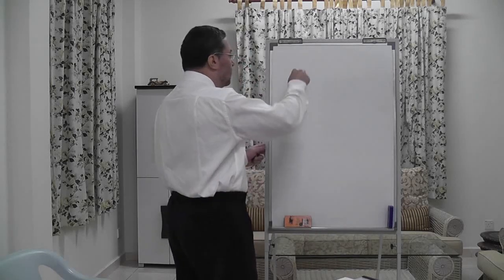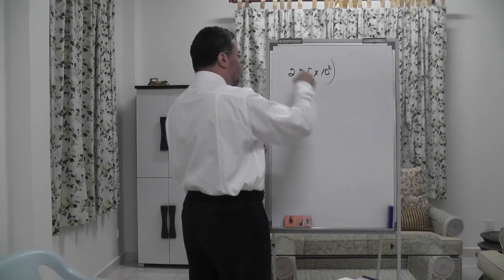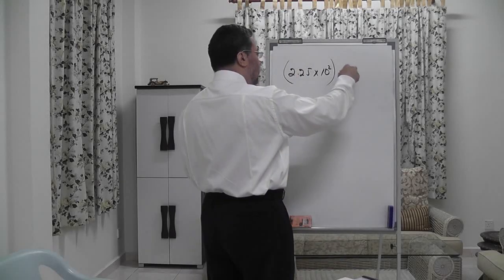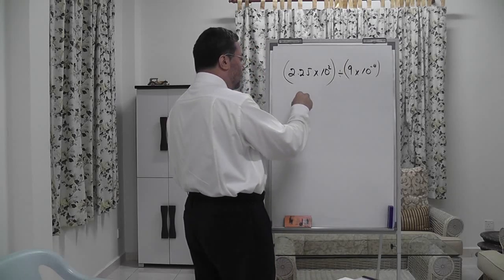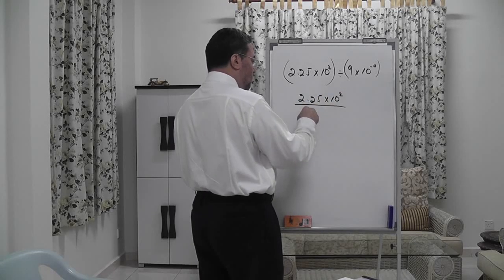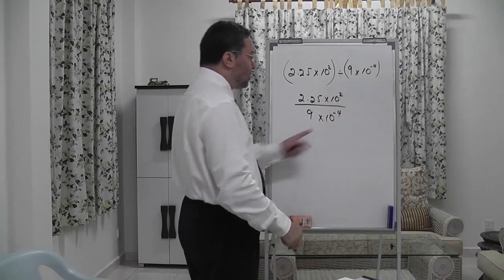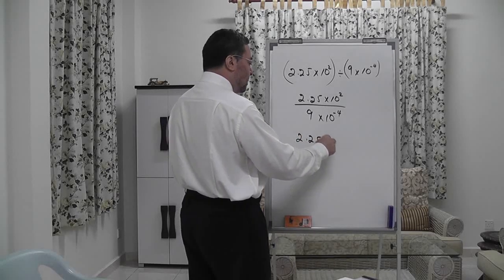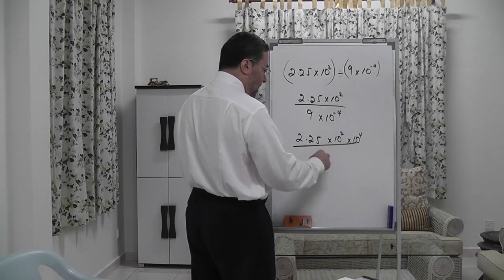2.25 times 10 squared divided by 9 times 10 to the minus 4. We can rearrange this. Moving this up, we change the sign of the power, so we will have 2.25 times 10 squared times 10 to the 4 over 9.